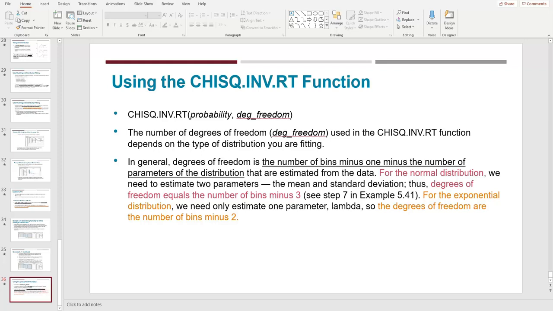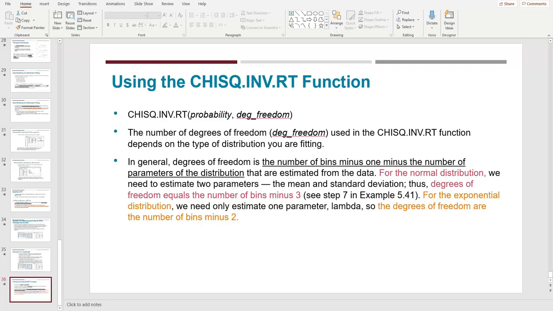The number of degrees of freedom used in the CHISQ.INV.RT function depends on the type of distribution you're fitting. In general, degrees of freedom is the number of bins minus 1 minus the number of parameters of the distribution that are estimated from the data.